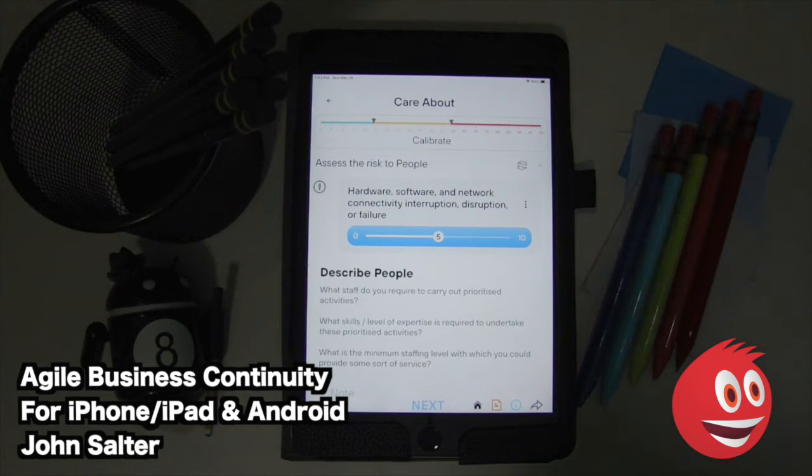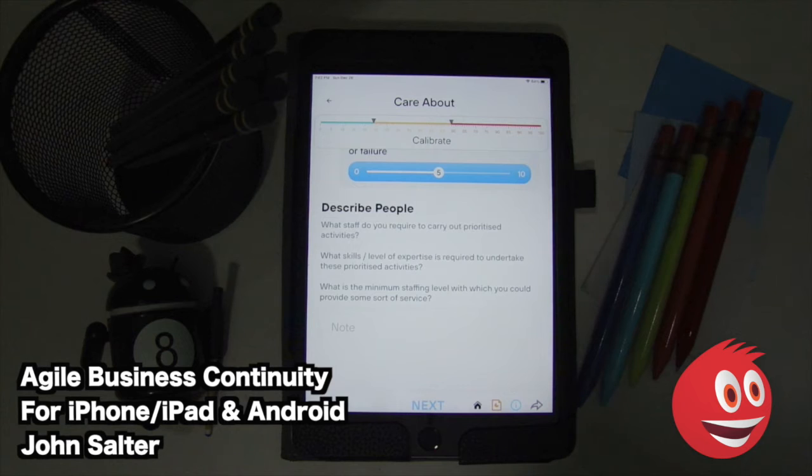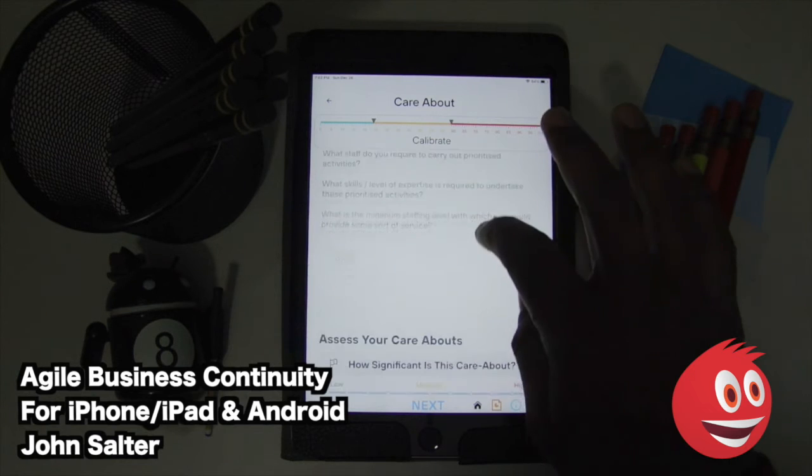We can start calibrating things. We can assess the risk to people. Now take a look here. Describe people. What staff do you require to carry out the prioritized activities? What skills, levels of expertise is required to undertake those prioritized activities? What is the minimum staffing level with which you could provide some sort of service? And you can add notes.